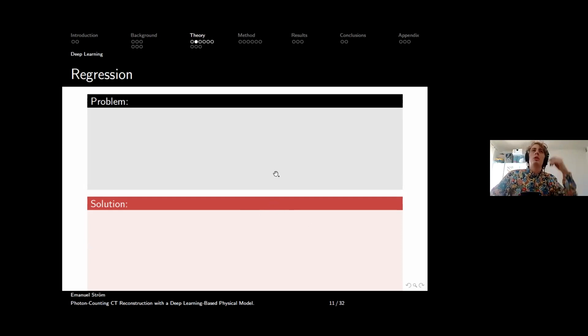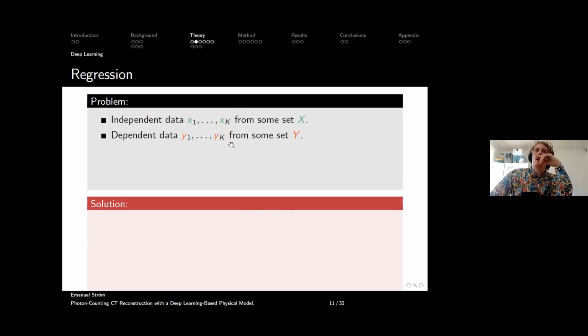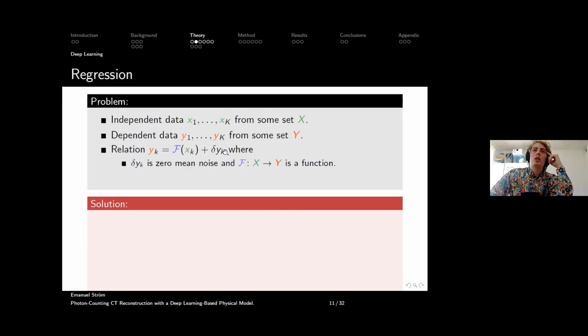But in regression, you have the problem that you have some independent data, and then you have some dependent data, and there's a relationship between these two data sets, right? You have some type of relationship that is determined by some function, and then you have some extra added noise in your observations. In particular here, we've chosen zero mean noise, and this function just maps these independent data samples onto the Y samples here. So the goal now is to try to estimate this function.